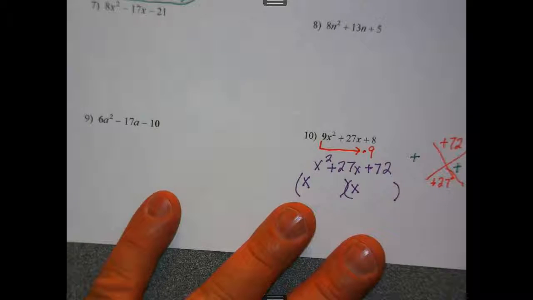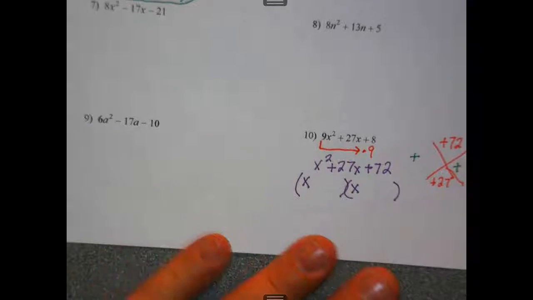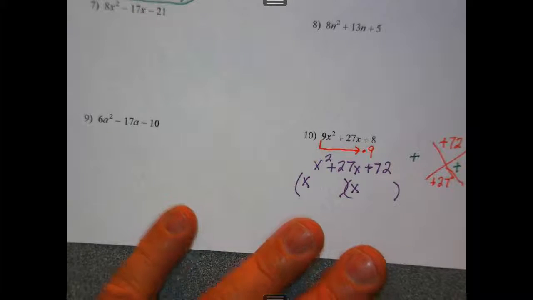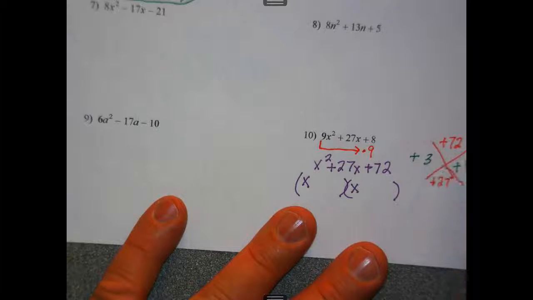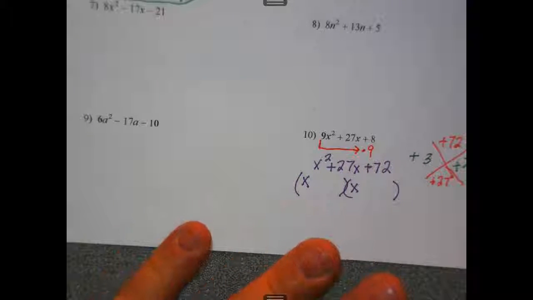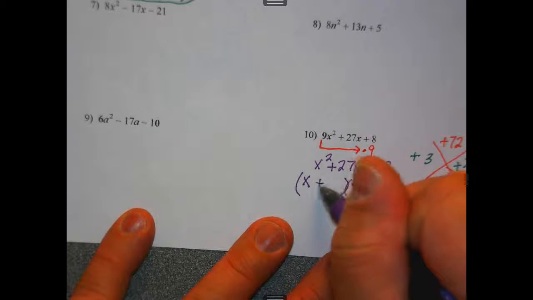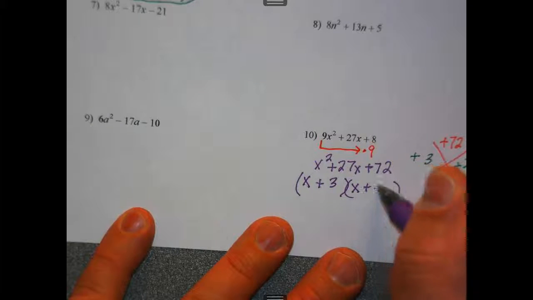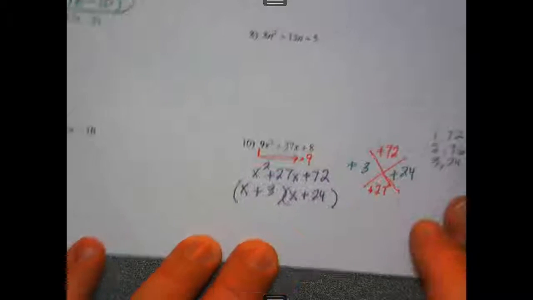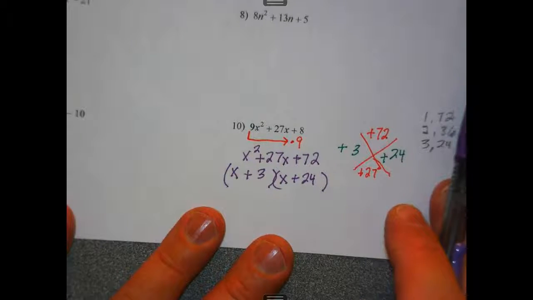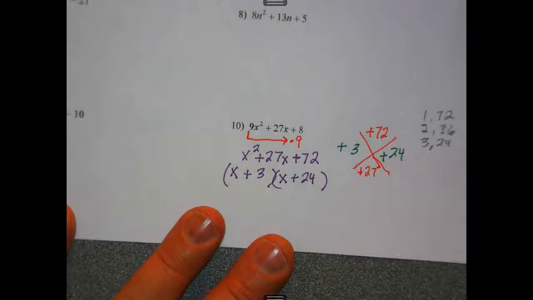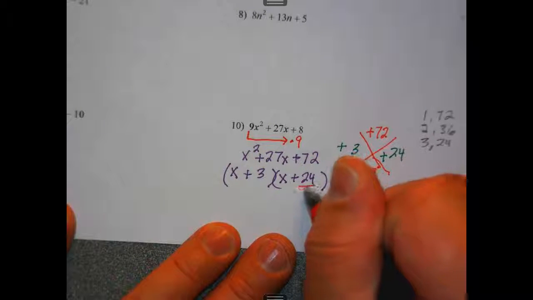3 and, let's see, 24 do add up to 27. So it's going to be 3 and 24, plus 3, plus 24. And since we multiplied by 9, we now have to divide by 9.